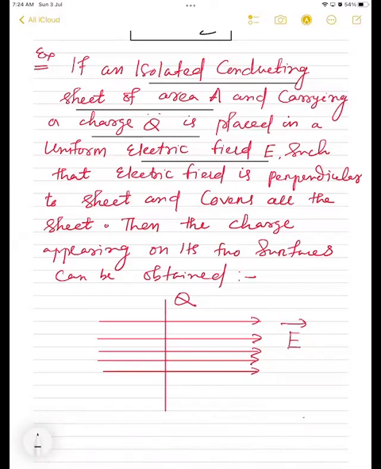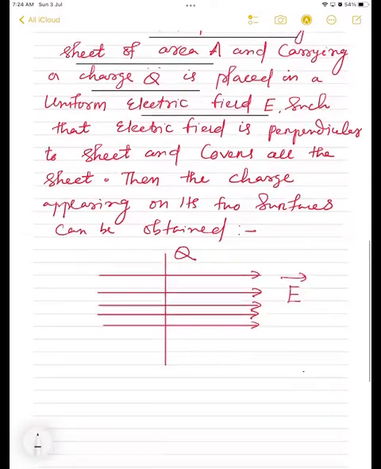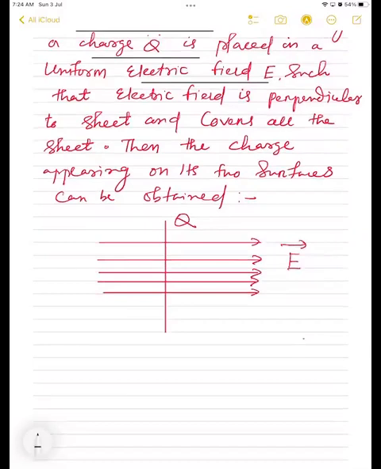Let's see. Students, let's imagine that on the left side, right? So in the question it is given like this, you can make it like this, no problem. This is a sheet, right? Let on the left side there will be charge q, right?